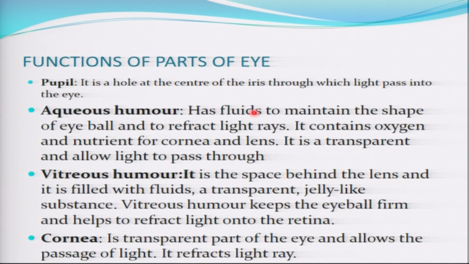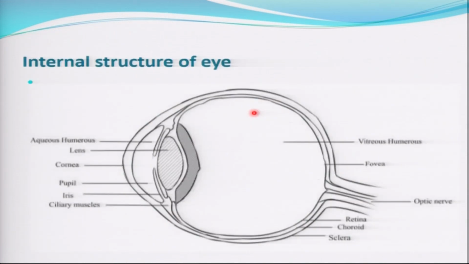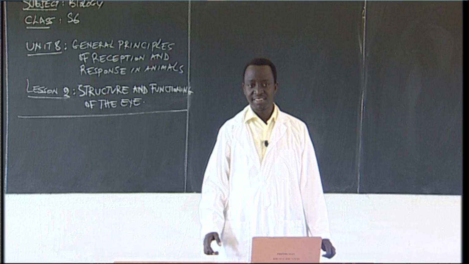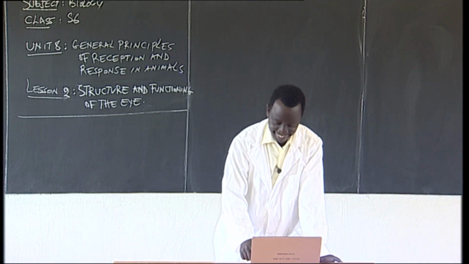Now we have vitreous humor. It is also a fluid. It is behind the lens. It is located on this side. This is vitreous. And the other one is this fluid, where oxygen can pass to get to the lens. This vitreous humor also allows the light to pass from the lens to the retina, where photoreceptors are located. Getting this? Nice.